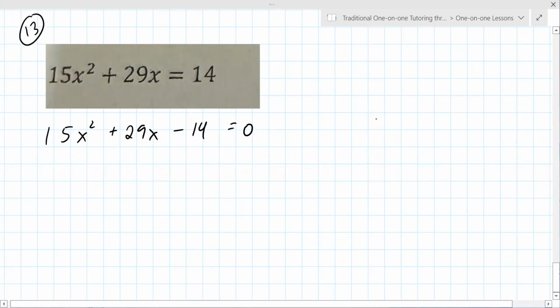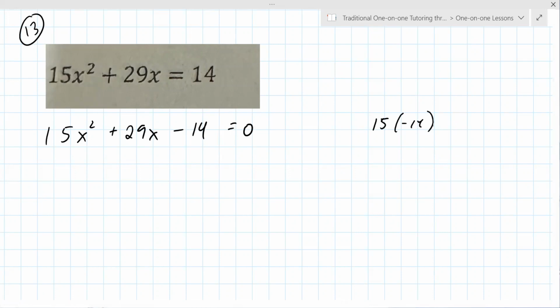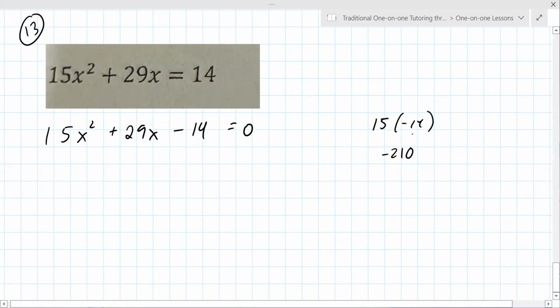So you're sitting there, you're like, all right, I have to multiply 15 times minus 14. What is that multiplied to? -210. So now this was a little more challenging. You've got two numbers that multiply to -210, but are 29 apart. So that's where it gets a little harder. What could that be?